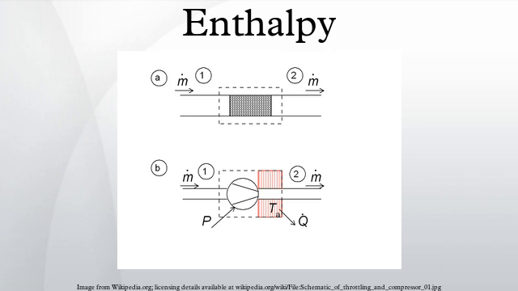Specific enthalpy. As noted before, the specific enthalpy of a uniform system is defined as h equals H over m, where m is the mass of the system. The SI unit for specific enthalpy is joule per kilogram. It can be expressed in other specific quantities by h equals u plus pv, where u is the specific internal energy, p is the pressure, and v is specific volume, which is equal to 1/ρ, where ρ is the density.